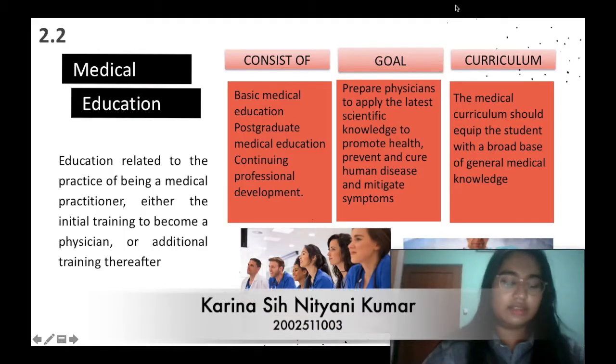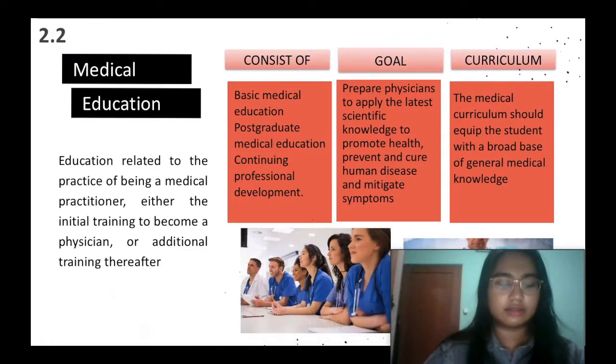Next. Thank you for the time given to me. My name is Karina Nityani Kumar, and I'm going to be explaining what medical education is. Medical education is education related to the practice of being a medical practitioner, either the initial training to become a physician or additional training thereafter. Medical education consists of basic medical education, postgraduate medical education, and continuing professional development.